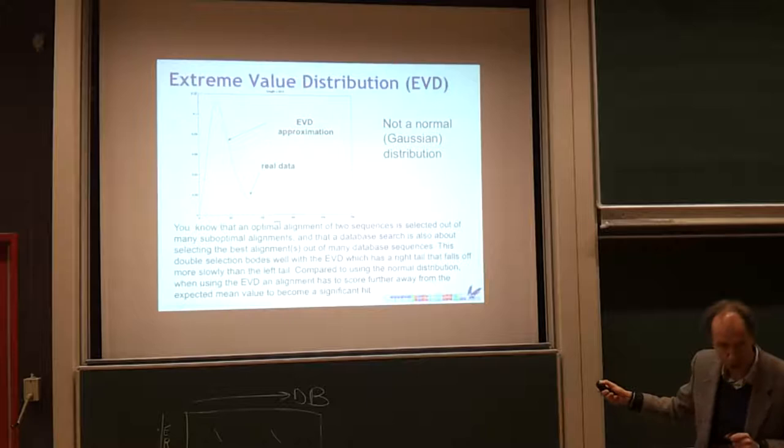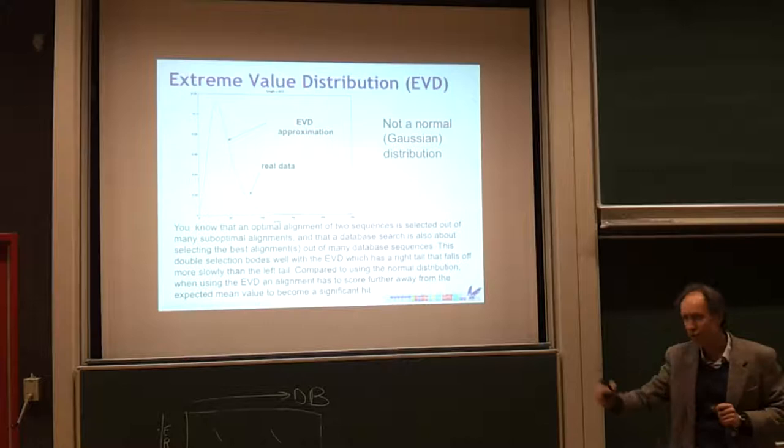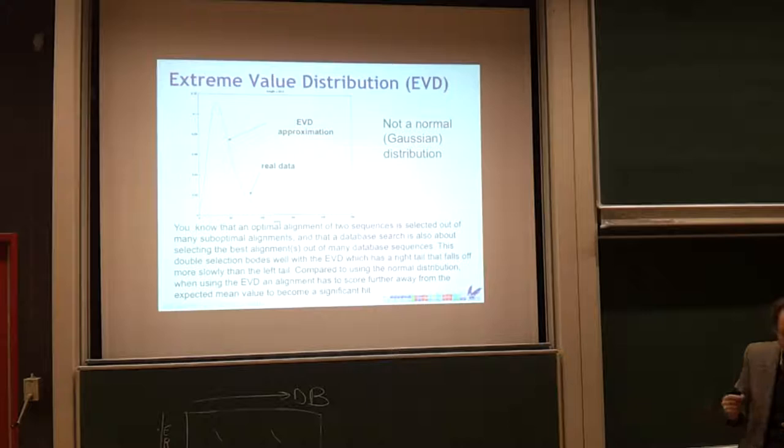So this extreme value distribution is taken as a model for how these random and real values behave. So they don't work according to a normal distribution, it's a bit different. So basically, why is it different from random? Well, you do two types of selection, right? What is an alignment? If you align two sequences, how many possible alignments are there? Very many.